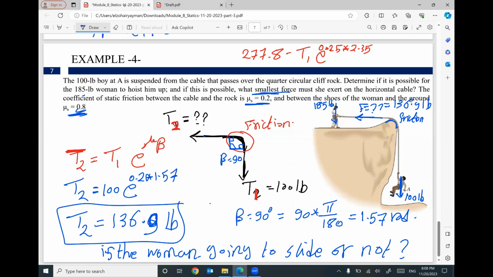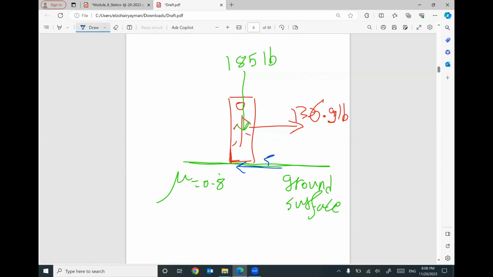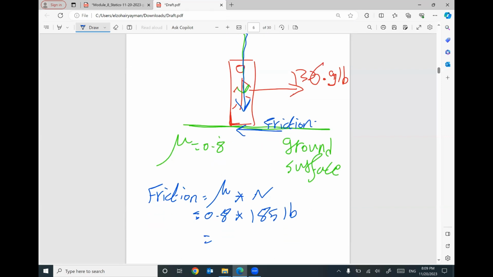Since the force 136.9 is trying to move the woman to right, I should expect a friction here between the woman and the ground surface. This friction will equal mu times capital N. The value of mu 0.8. The value of capital N, the force perpendicular to the surface, which is 185 pound. So the friction force between the woman and the ground surface will be 0.8 times 185 will equal 148 pound.